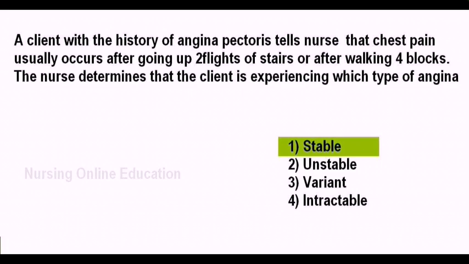And talking about the variant and intractable, variant is mainly due to coronary artery spasm, and intractable is a very chronic condition and it is refractory to medical therapy. So in this question the answer is the first one, stable angina, which is predictable.